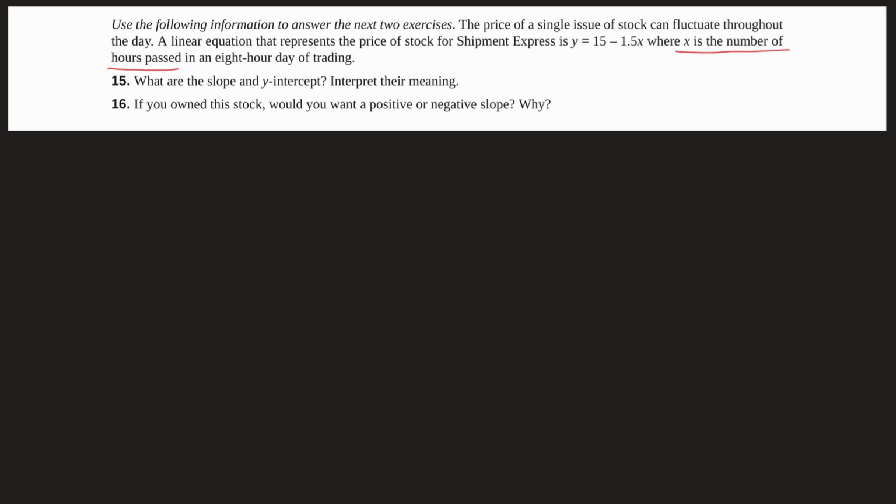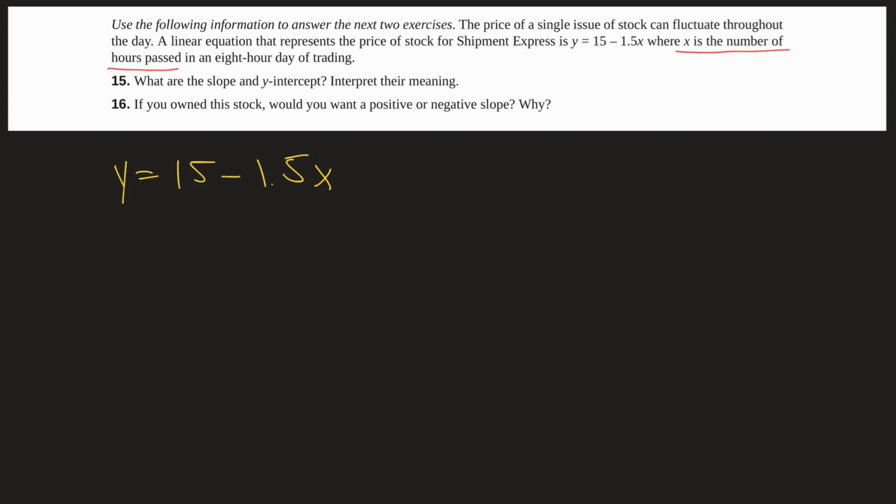Next, it asks us, what is the slope and the y-intercept? So our equation is y equals 15 minus 1.5x. And I will say that at least here in the US, we'll assume that this is US dollars. So when we say 15 and 1.5, we are saying $15 and $1.5, or $1.50. So what are the slope and the y-intercept?